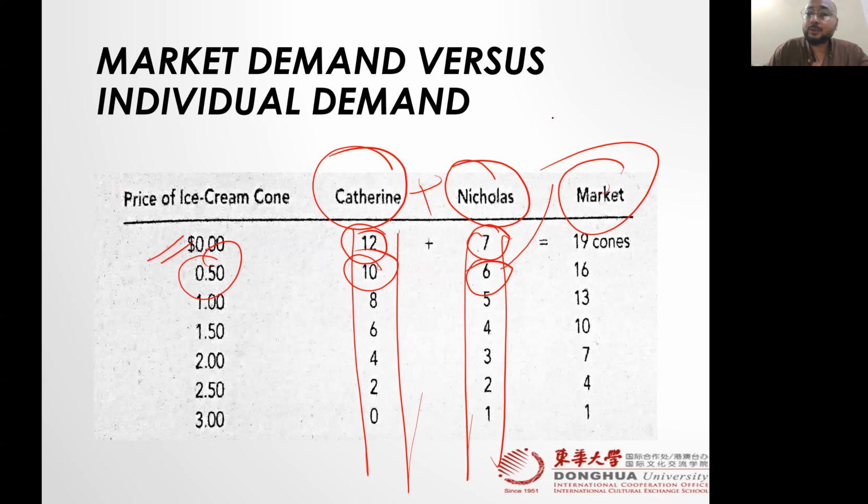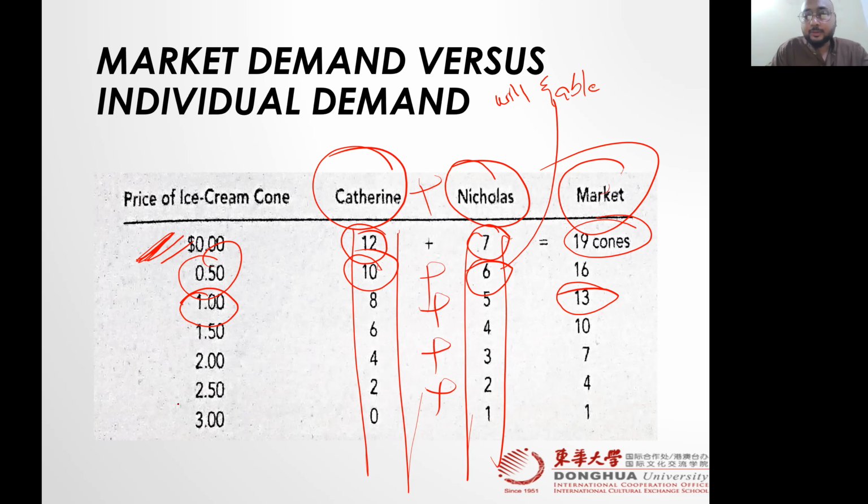That belongs to willingness and ability. Everyone has their own willingness and ability, right? So this is called the demand. And if we add it, at price 0, the market demand is 19 cones. At price 1, the market demand is 13. You just add all, that's it. At price 3, Catherine wants to buy nothing, but Nicholas wants to buy 1. So in the market, only 1.